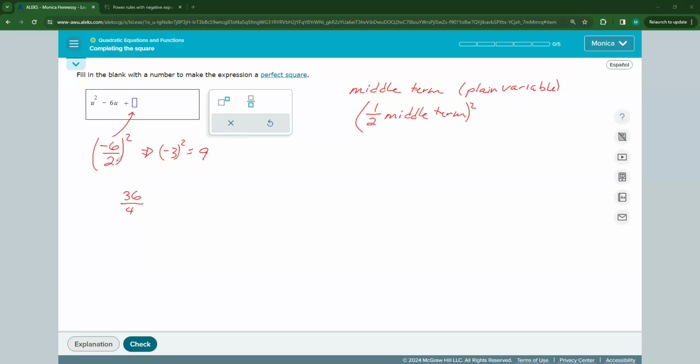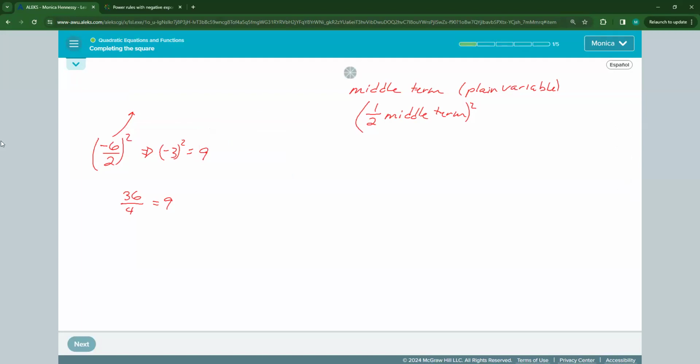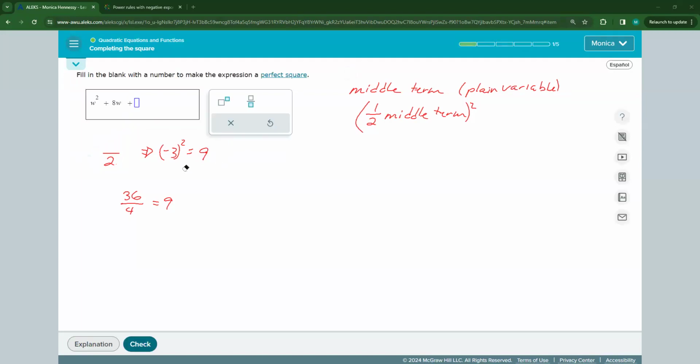If I did it where I square the top, square the bottom, I would have 36 over 4, which is also 9. So the answer going into my box is just going to be half of that middle term squared, and it's always going to be a plus because even if it's a negative number to start with, a negative times itself is a positive. Okay, so do that. We will get our next question and we will erase my extra writing.